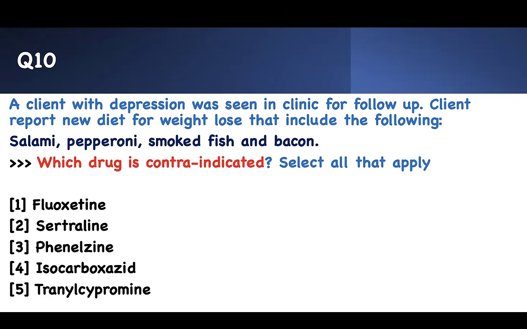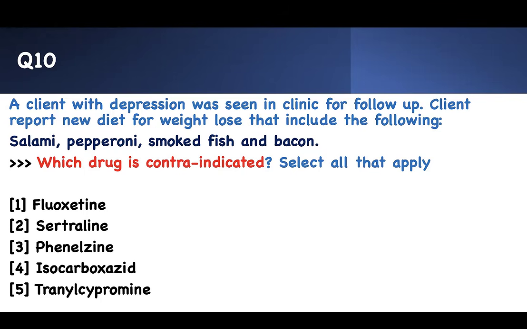Where have you heard this before? Once again, common sense requires a little bit of context. We're using common sense to pick the answer and analyze the question. Have you seen salami, pepperoni, smoked fish, associated with some medication you know? You know this is MAOIs. It's an antidepressant, monoamine oxidase inhibitors.